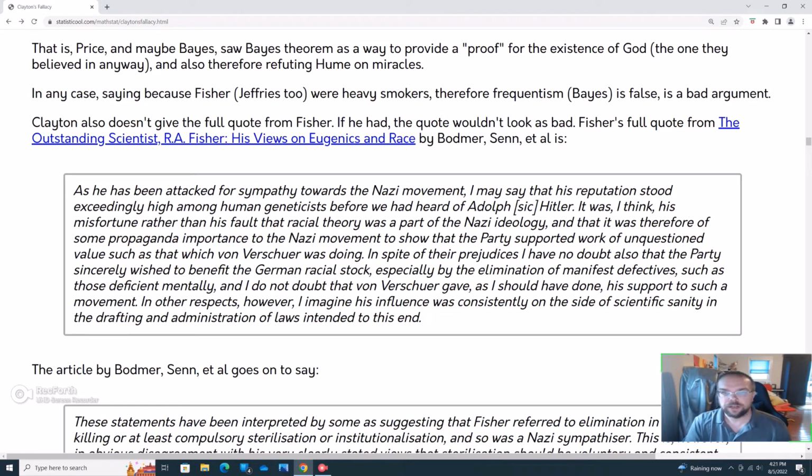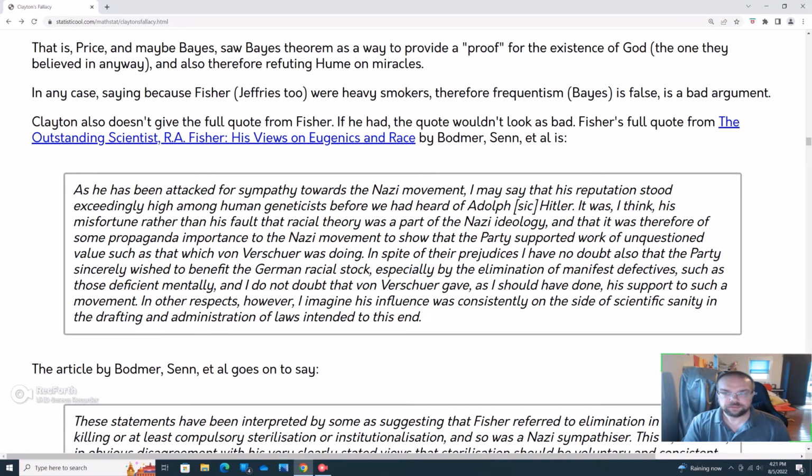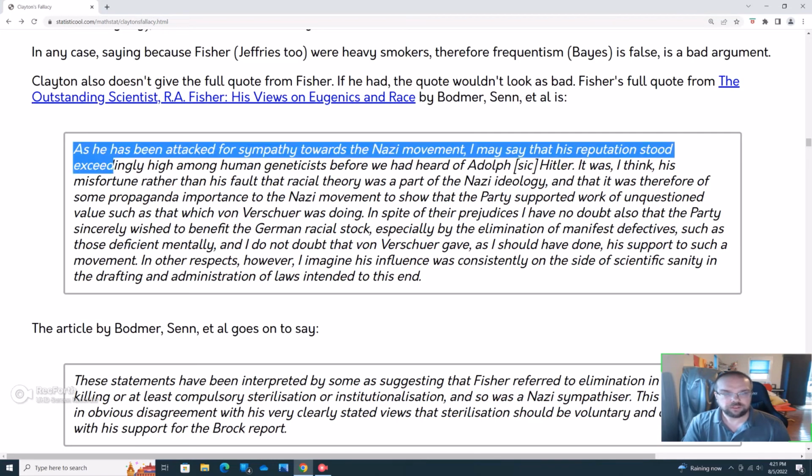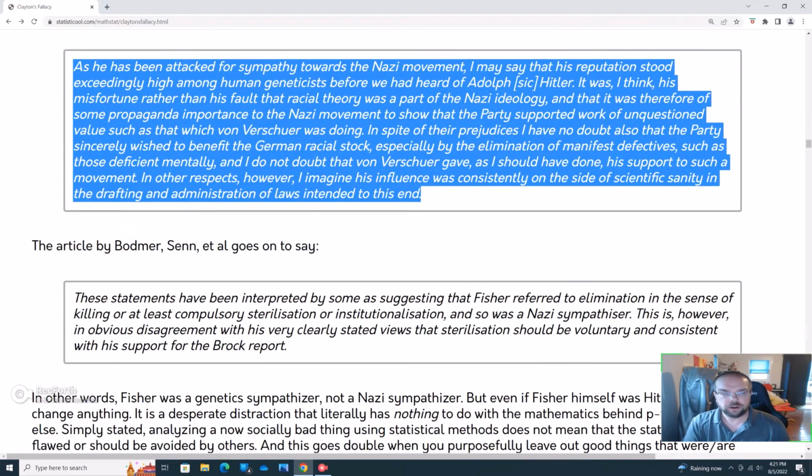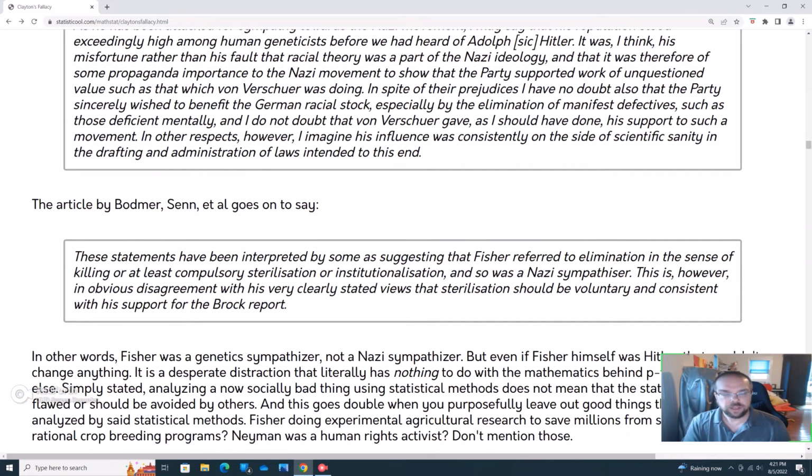Clayton doesn't give the full quote from Fisher about this area. I have an article by Bodmer and some other people that gives Fisher's full quote, and then the article goes on to say these statements have been interpreted by some as suggesting that Fisher referred to elimination in the sense of killing, or at least compulsory sterilization or institutionalization, and so was a Nazi sympathizer.